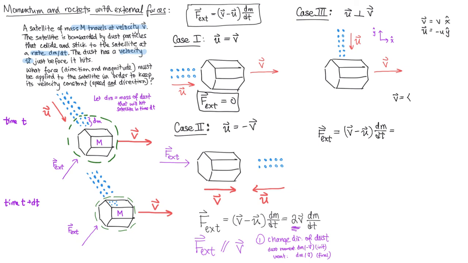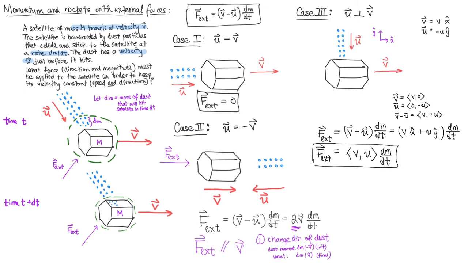V we can write as a speed in the x direction, nothing in the y direction. U we can write as nothing in the x direction and minus u in the y direction. So therefore v minus u will be v in the x direction and plus u in the y direction. So we have our external force would be v x-hat plus u y-hat times dm dt. Or if we want shorthand notation, we could say v u dm dt.